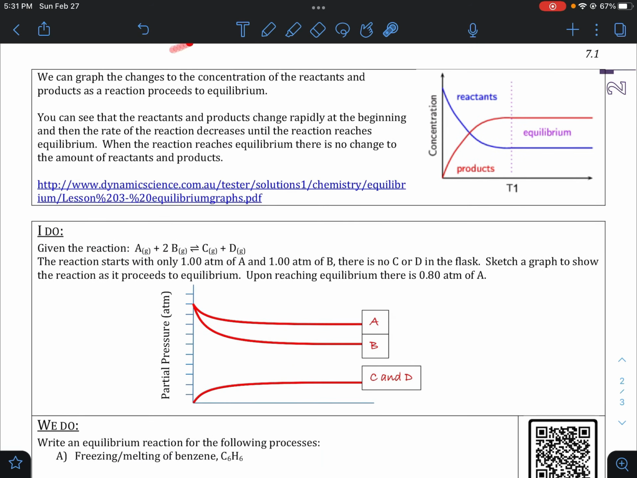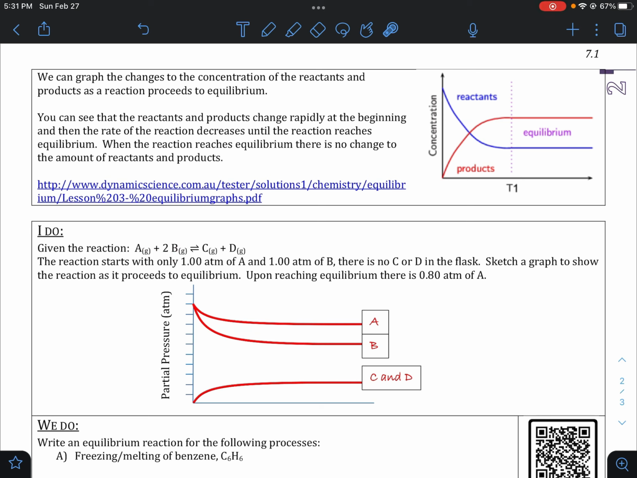So if we look at this balanced chemical reaction, and that's one of the keys here, you have to make sure that it's balanced: A plus 2B goes to C and D, or in the opposite direction, C plus D goes to 2B plus A. The reaction starts with 1 atm of A and 1 atm of B. That means atmosphere. And why would we be talking about atmospheres or pressure? Because we're dealing with gases.